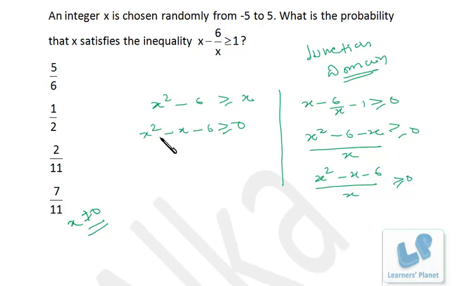Now x square minus x minus 6 can be factorized as (x plus 2)(x minus 3), and it should be greater than 0. The same thing I am doing over here.